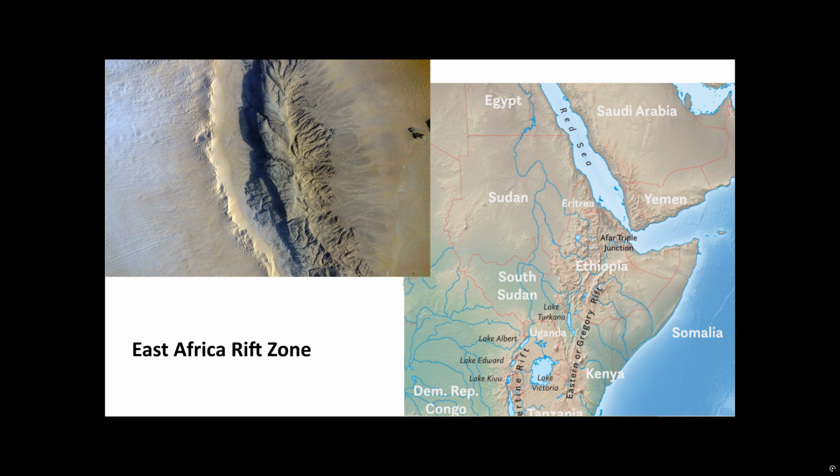On the left side, you can actually see a continental rift. So it's a deep valley caused by thinning of the crust and normal faults that cause downdropping of the surface. A lot of these rifts in the East Africa Rift Zone eventually form lakes like Lake Albert, Lake Edward, Lake Kivu, Lake Tanganyika. These are all long linear lakes in the Eastern African Rift Zone.